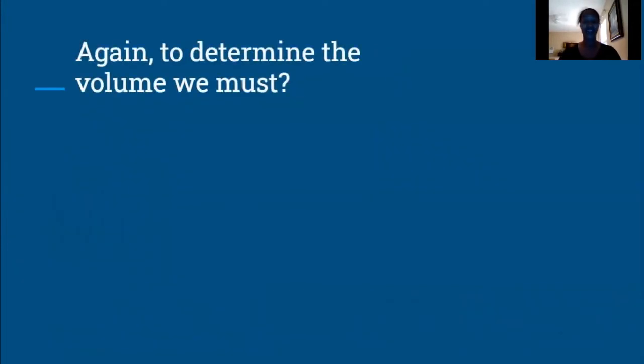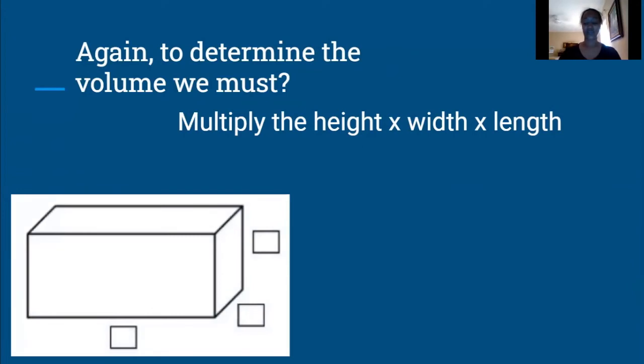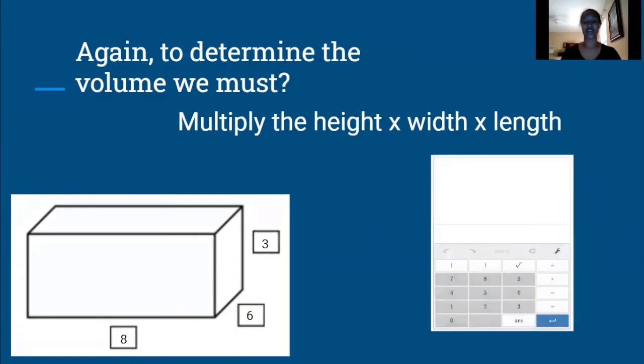So again, to find the volume, we must multiply the height times the width times the length. And here's our figure. We're using 3 as our height, 6 as our width, and we chose 8. So 3 times 6 is 18. And 18, got to pull out that calculator, right? The calculator gives me 144. Hey, we were looking for that.